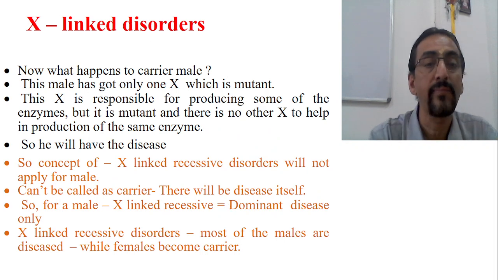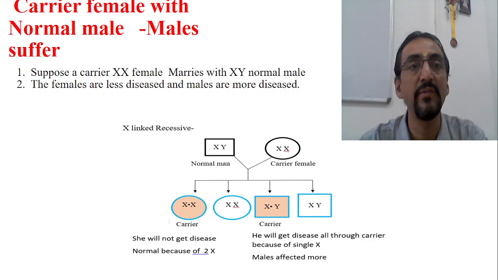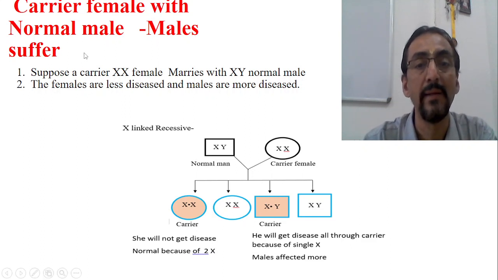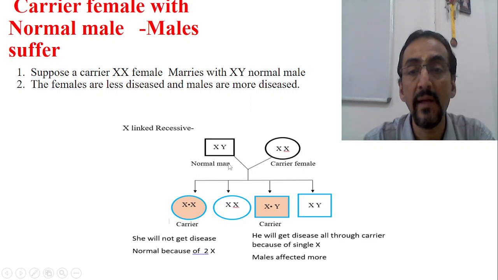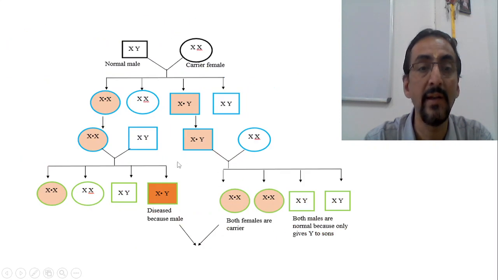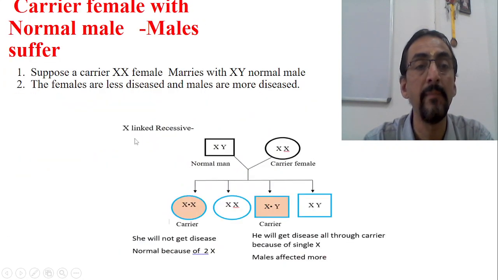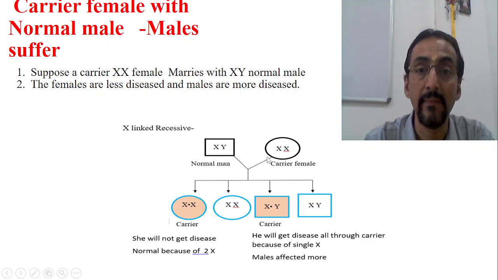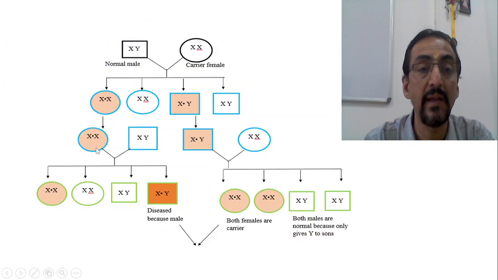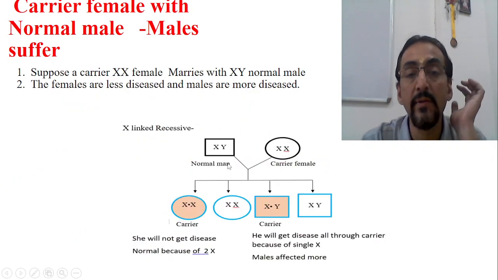Now, this is what I already explained. Now you come to another situation, a carrier female with a normal male. This is what we have seen. This is a carrier female. She marries a normal male. So what we have so far seen here is a diseased male with a normal female, but here a carrier female with a normal male, almost all the same.